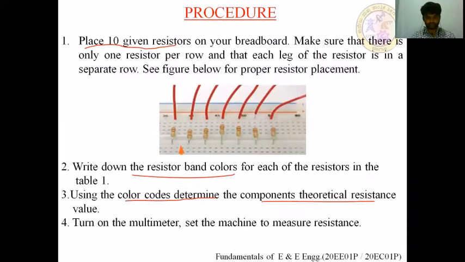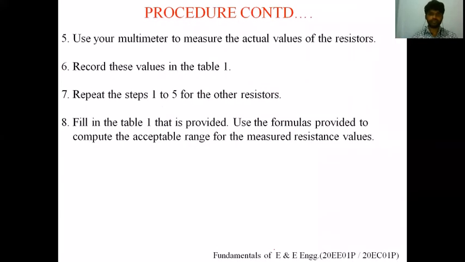Right? Next, turn on the multimeter and set the multimeter to measure the resistance. As we know, the multimeter can be used to measure resistance, current and voltage, so it performs multiple functions. Currently, at present, we are using this multimeter for measuring the resistance. So we have to set the multimeter in such a way that it measures the resistance value.